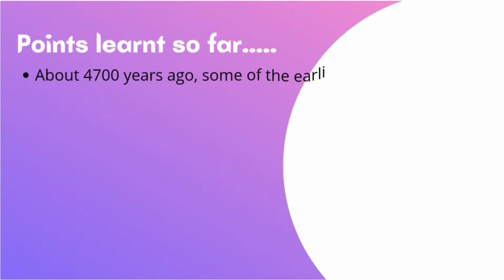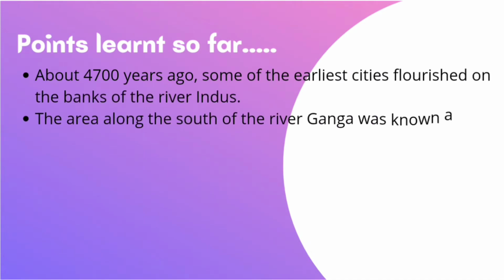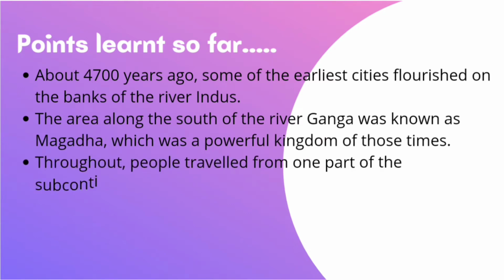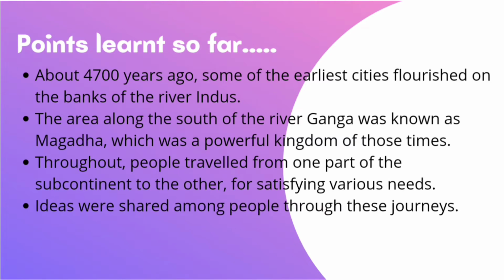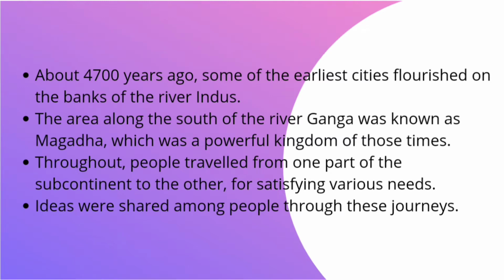About 4,700 years ago, some of the earliest cities flourished on the banks of the river Indus. The area along the south of the river Ganga was known as Magadha, which was a powerful kingdom of those times. Throughout, people traveled from one part of the subcontinent to the other for satisfying various needs. Ideas were shared among people through these journeys. These were the points we have learned so far.